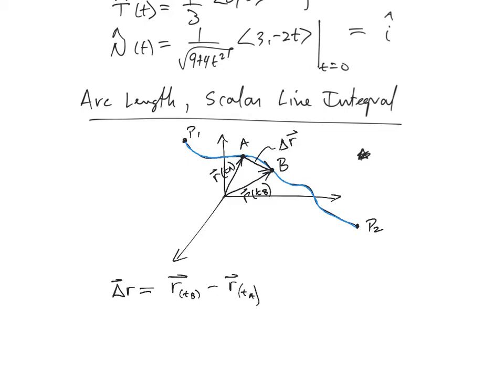Okay, well, we're going to use the magnitude of that short vector to approximate the arc length between points A and B. If A and B are close enough, then the magnitude of that vector delta r is about equal to the arc length along the curve from A to B. Let's call that arc length delta s. So delta s is approximately equal to the magnitude of this delta r, which is equal to the magnitude of r(tB) minus r(tA). Okay, with me so far? It's just an approximation.